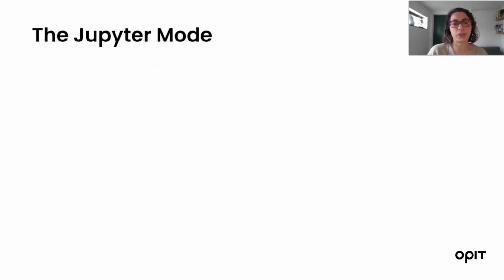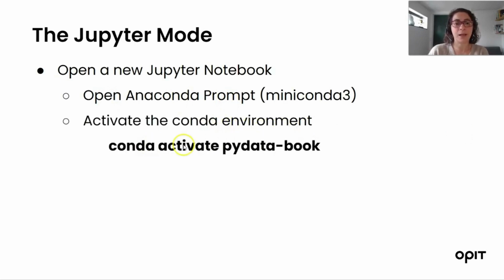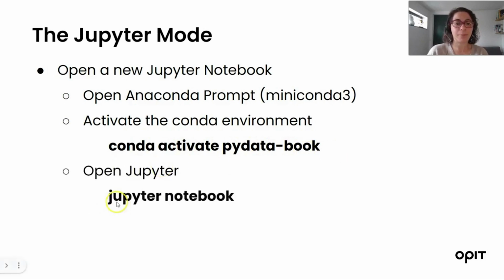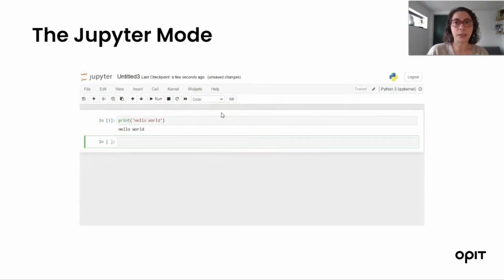Let us run our code using the Jupyter Notebook. Remember that for this, you need to open a new Jupyter Notebook, and to do so, you need to open your Anaconda prompt terminal, activate the Conda environment by typing conda activate pydata-book, and then access the Jupyter Notebook by typing Jupyter Notebook. Then you need to select New and Python 3 from the drop-down menu. This is how your new notebook will look like. You can change the title here as we said.